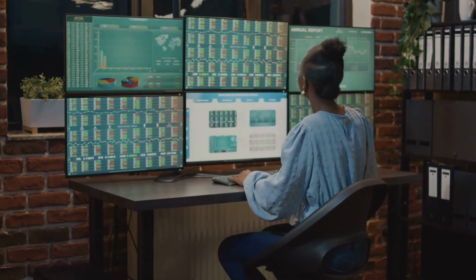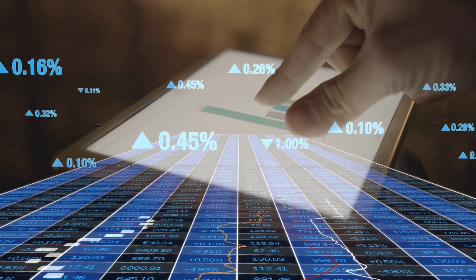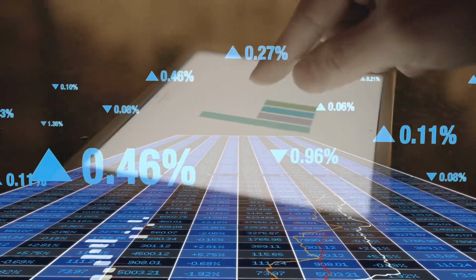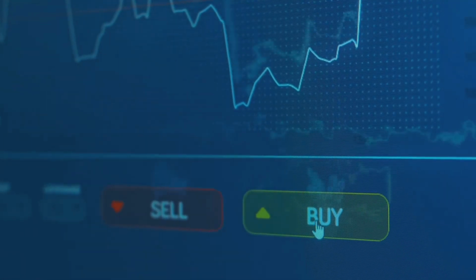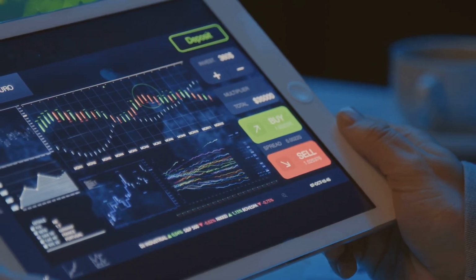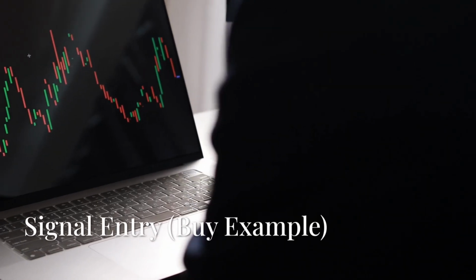Trading rules, typical setup. Trend direction: use the EMA 200 to determine trend direction. Only take buys above the EMA 200. Only take sells below the EMA 200.